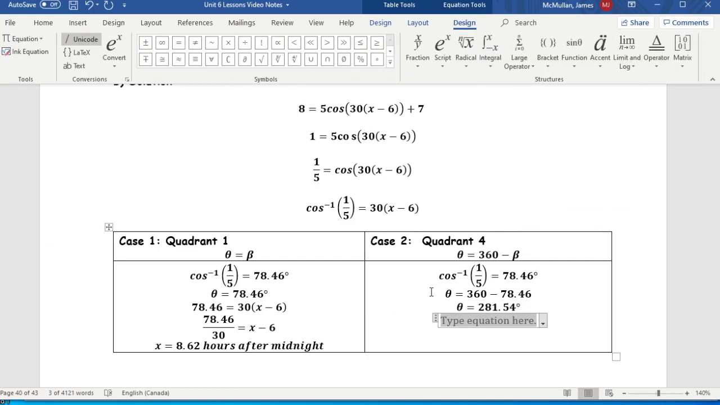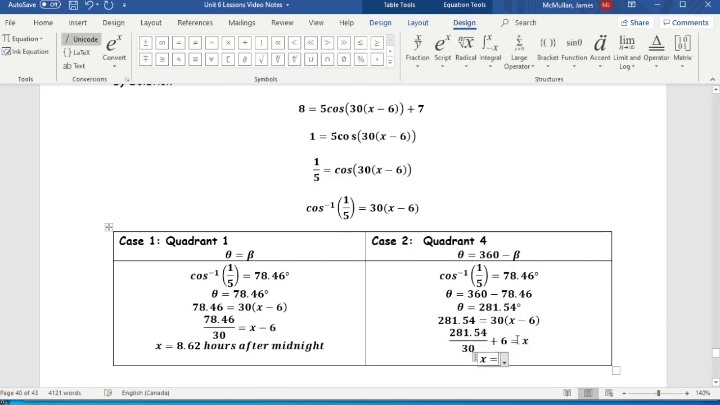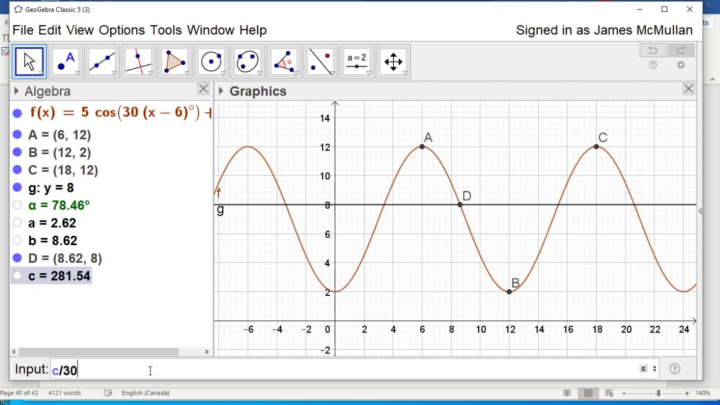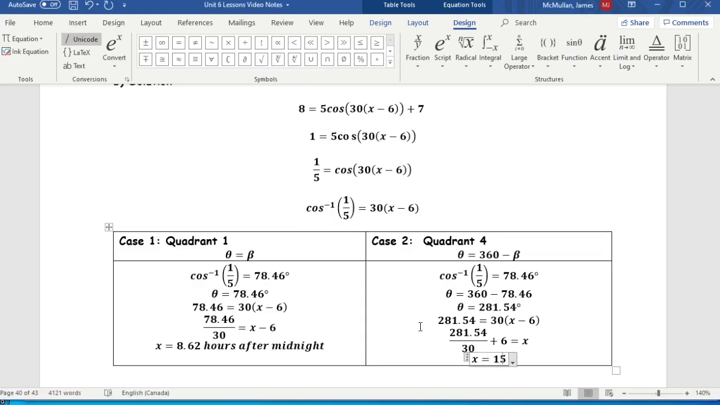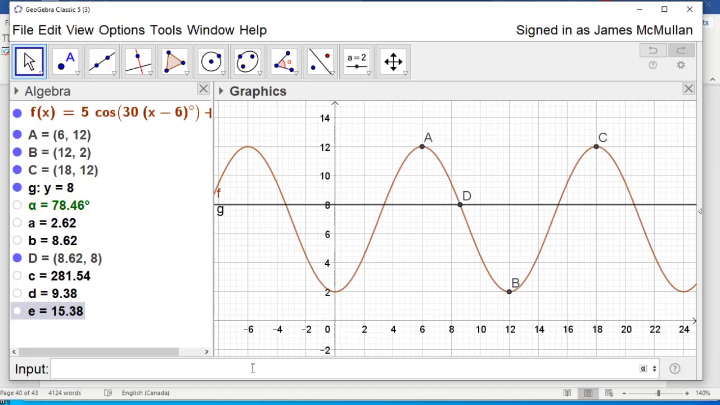Okay, and 281.54 equals 30 bracket x minus 6, and therefore 281.54 divided by 30 plus 6 equals x. And what you find here is that x equals, well, let's find out. So c divided by 30, and then d plus 6 is 15.38 after midnight. Okay, so let's try that one. So e, and f of e gives me another point where it's exactly that time.